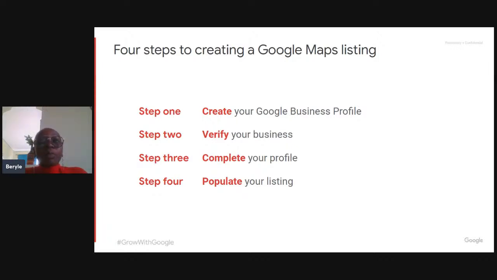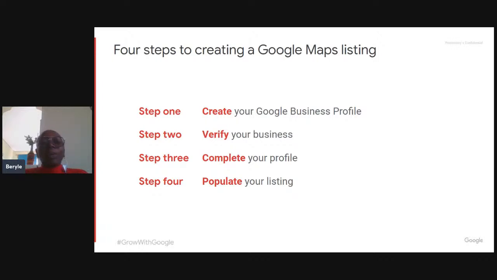And for verification, if you don't get your profile verified by Google, you cannot manage your account. What I mean by managing your account is that if I want to change the office hours or include other information, I won't be able to do that if Google does not verify my business. So create your profile first, then verify. There's also a form that you will fill to help with the verification of your business. So make sure you fill that form, click on it, paste it. You can look at it later on.